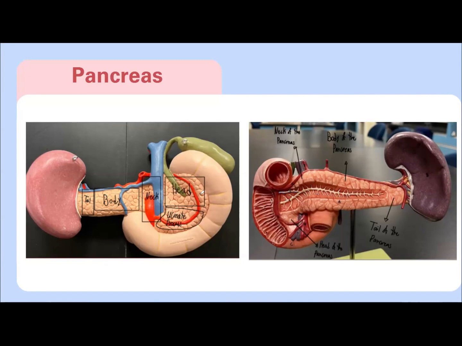Isn't it Santorini? Santorini is the main. Wait, let me check. I got this from one of the committees. Let me check. No, the main pancreatic duct is the duct of Santorini. One of the images on Google is saying that. Yeah, saying that.